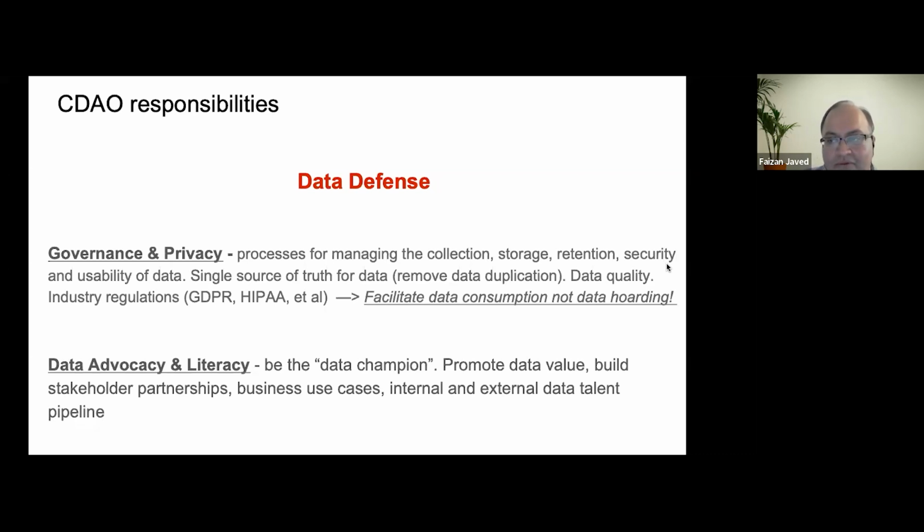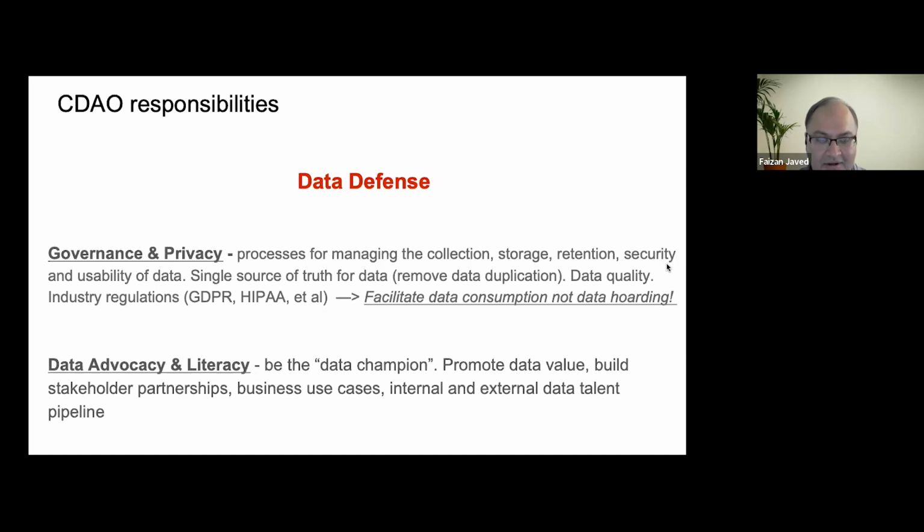So the overall goal of this area is actually to make sure that the group is facilitating data consumption, right, across the organization, not just holding data for the sake of it, but making sure that data is being organized properly and being shared across use cases.